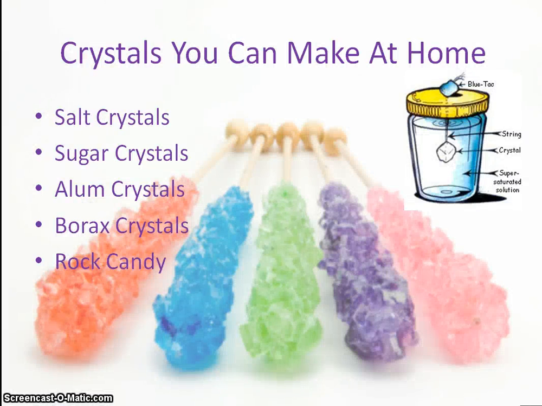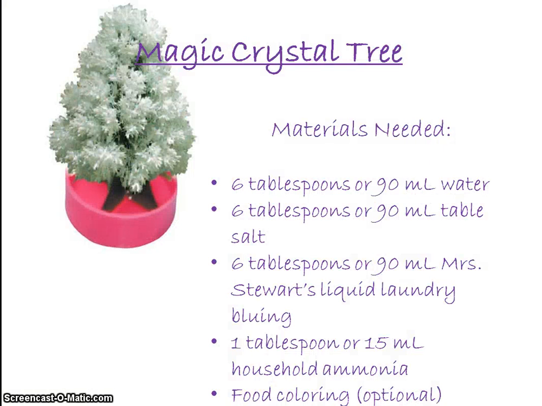So here are some of the simple crystals that you can make at home. You can make salt crystals, sugar crystals, alum crystals, borax crystals, and rock candy. We only attempted to make a couple of these crystals. We attempted salt crystals, sugar crystals, alum crystals, and rock candy. We did have a little trouble with some of these crystals because crystals do take a very long time to grow. The first type of crystal that we attempted to make was the magic crystal tree.